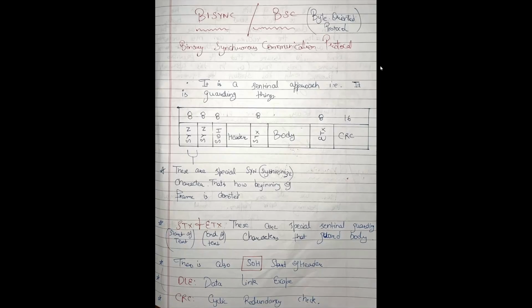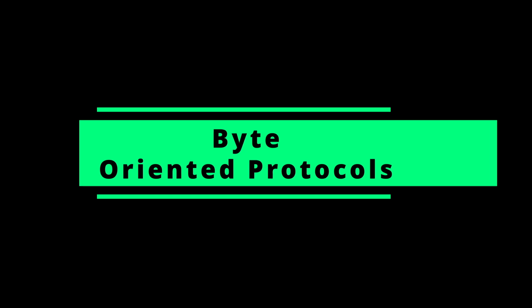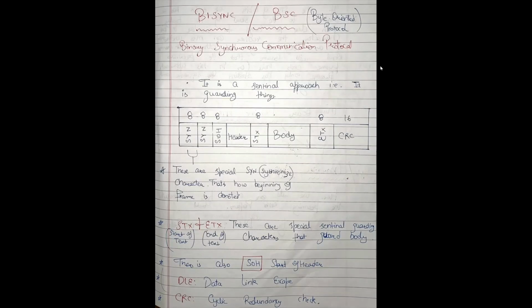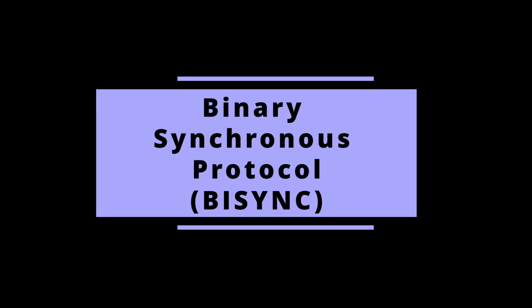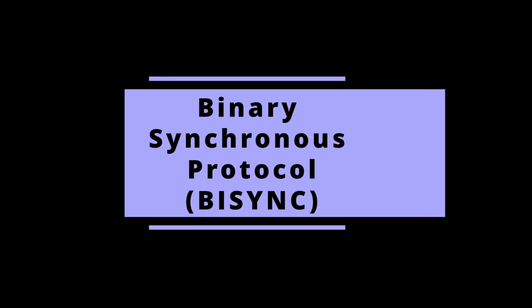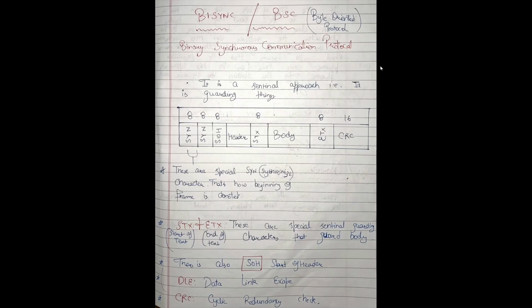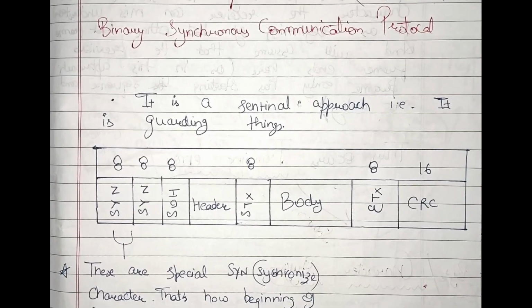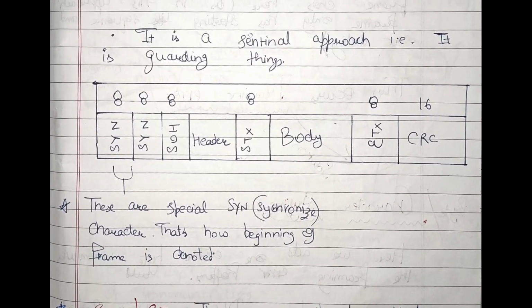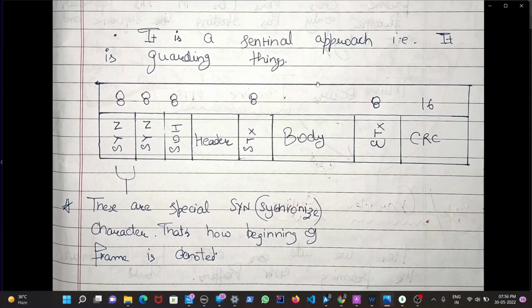Hello guys, in this video we are going to talk about byte oriented protocols. The first one about which we are going to talk is BISYNC, Binary Synchronous Communication Protocol. Now this protocol is a sentinel approach type protocol. That is, it is guarding things. Let us take a look at its frame first.